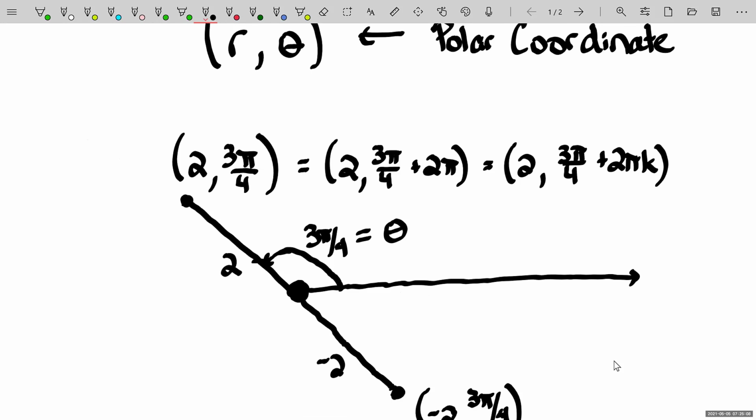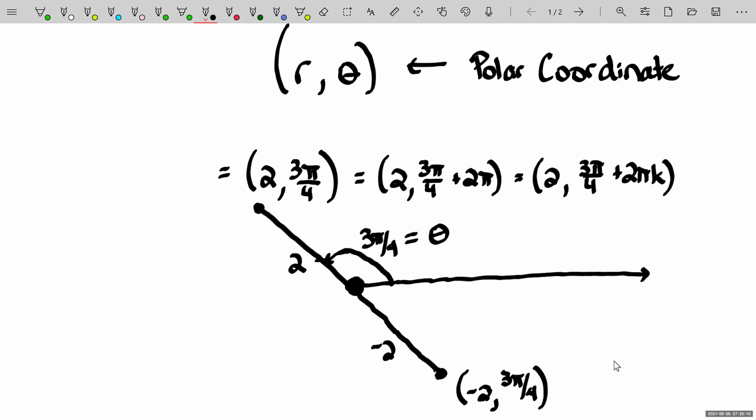Also, you could have technically turned through an angle of negative pi over 4. That would be this angle right here, and stepped backwards 2 units.